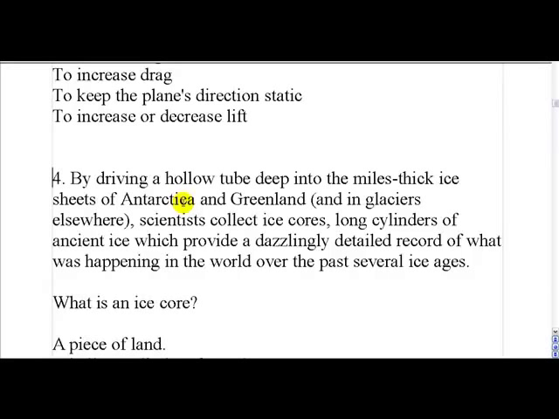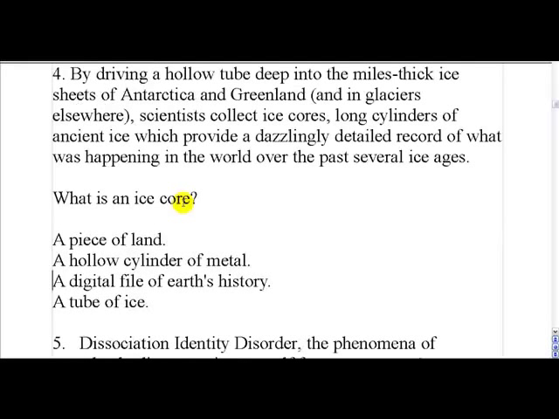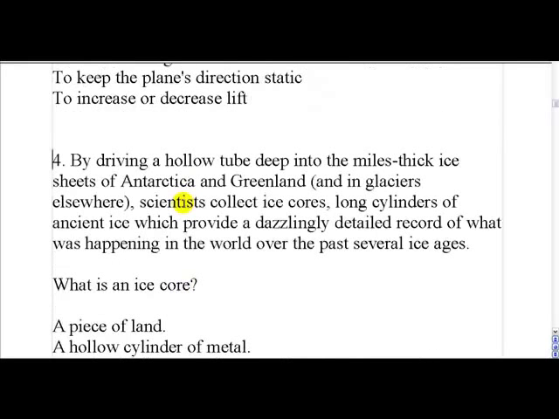By driving a hollow tube deep into the miles-thick ice sheets of Antarctica and Greenland, and in glaciers elsewhere, scientists collect ice cores, long cylinders of ancient ice, which provide a dazzlingly detailed record of what was happening in the world over the past several ice ages. Of course, your question is, what is an ice core? Now let's take a look at this one. Again, you're using appositives. They're called adjective phrases or noun phrases that help you understand other ones.